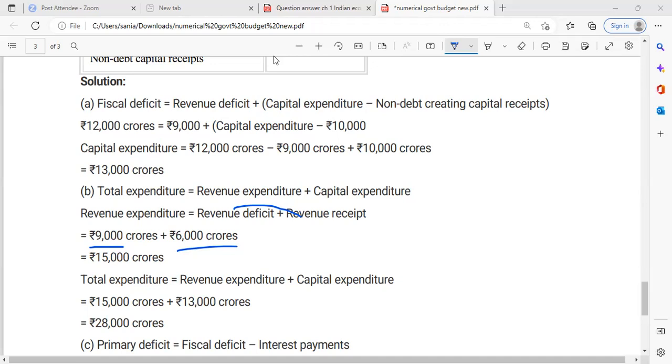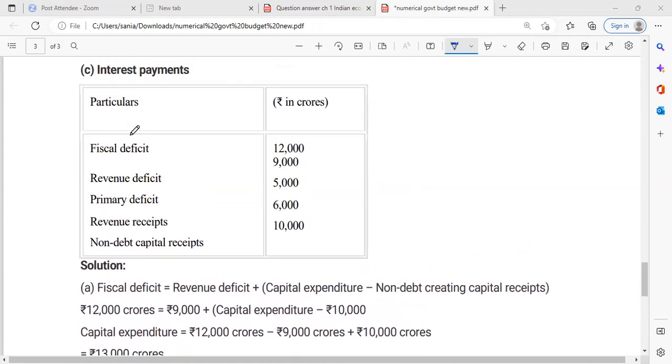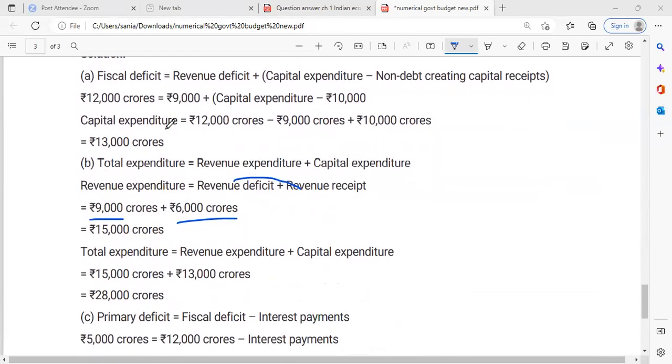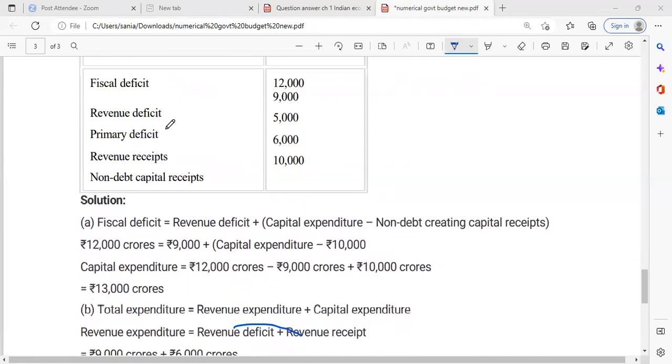Ma'am, can you scroll down? I want to see the table. Table? Okay. Fiscal deficit is 12,000. And the interest payment is what? So 12,000 minus what, ma'am? Interest payment. Yes, Shimza. 12,000 minus what? Tell me. 12,000 minus interest payment, but interest payment is not given, but fiscal deficit is given.